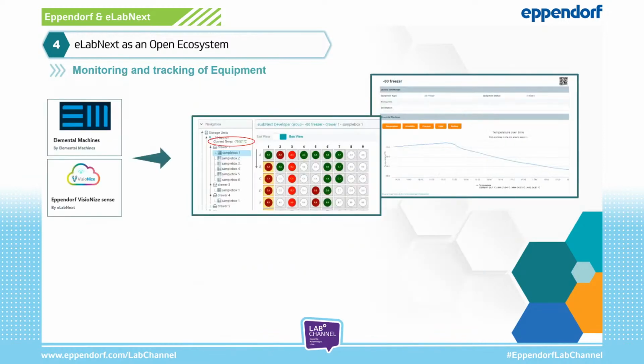So then monitoring and tracking of equipment. We offer the possibility to integrate sensors into the software in order for you to track the temperature over time of your storage units. For this, we have an integration or add-ons with Elemental Machines, as well as with Eppendorf VisioNize Sense. Both of these tools will allow you to integrate their software into eLab so that you can have, as you can see in the picture on the left, an overview of the temperature at all times, and also over time, the picture on the right. When you go to the specific freezer, you can see the history of the temperature, how it was, maybe if I'm interested to know over the last week, has it been constant or was there an interruption or something.